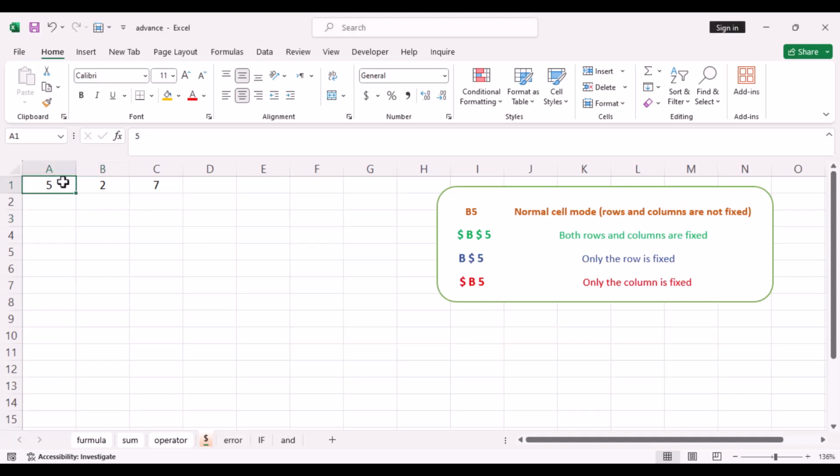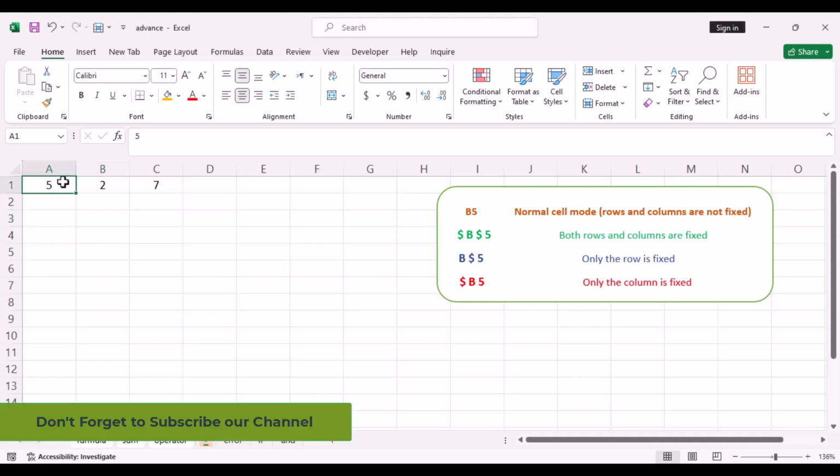As you know, the name of each cell consists of a combination of a letter and a number. A letter represents a column and the number represents a row in Excel. One of the basic and very practical concepts in Excel formula writing is addressing.